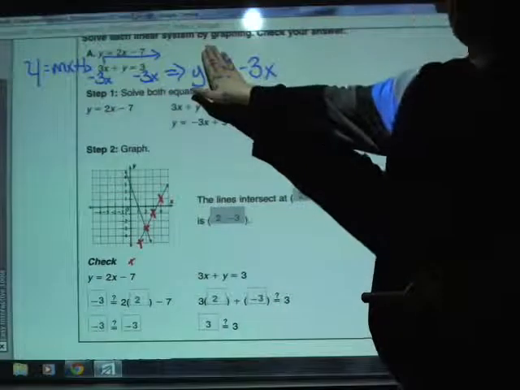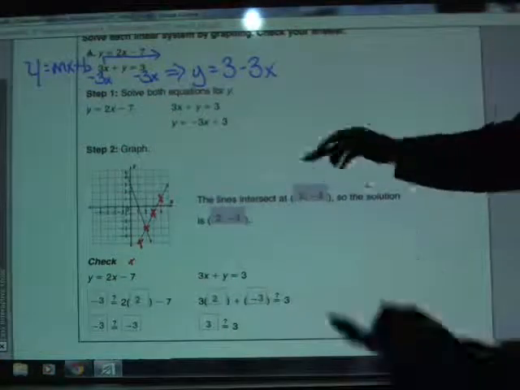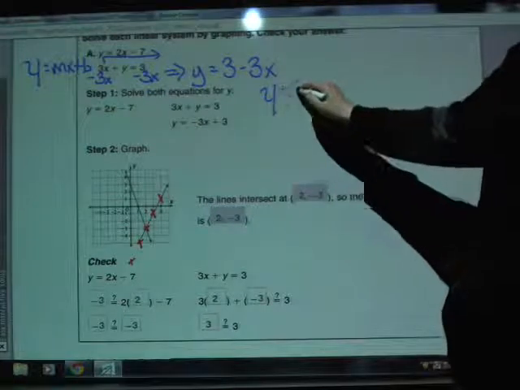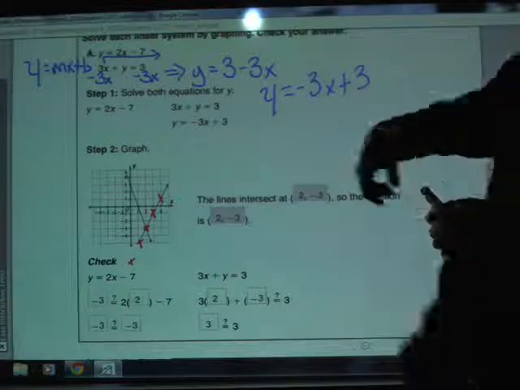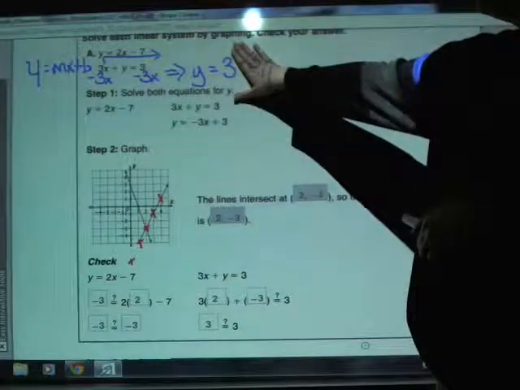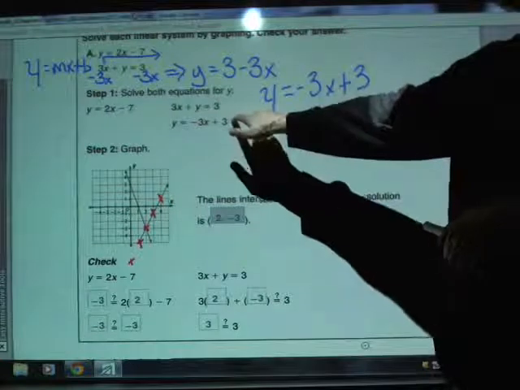If I cover that up, it says negative 3x. When I flip it around, it still has to say negative 3x. And that's how I come up with y equals negative 3x plus 3. Same thing for the 3. 3 was positive there. When I bring it down here, it's still positive. That's how they came up with this.